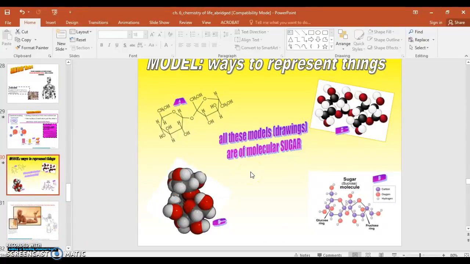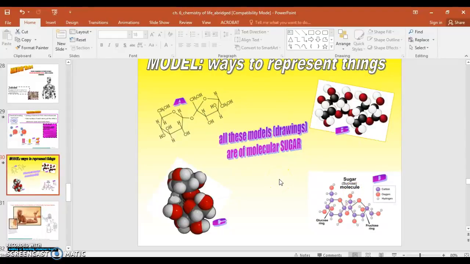All right, the next slide is just a way of reviewing how different scientists will draw a molecule. So when you have a structure of different atoms bonded together, there's different ways to do it. These are called models because a model is any way to represent something. In this situation, it's a model to represent the structure of a certain molecule, and a molecule specifically of sugar. So these are different ways to model what sugar is.